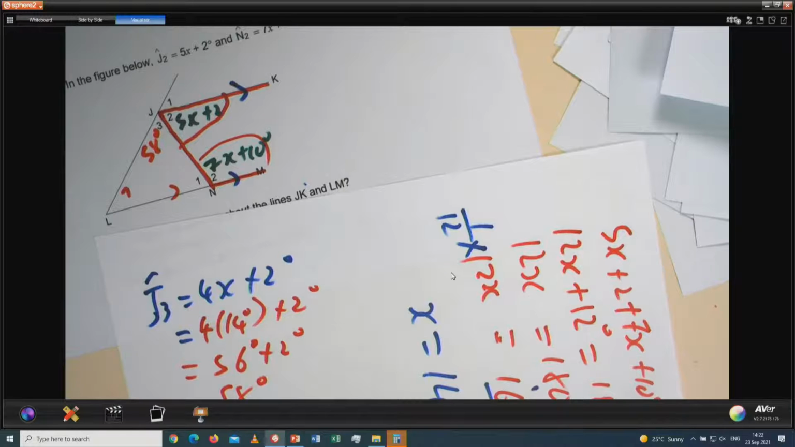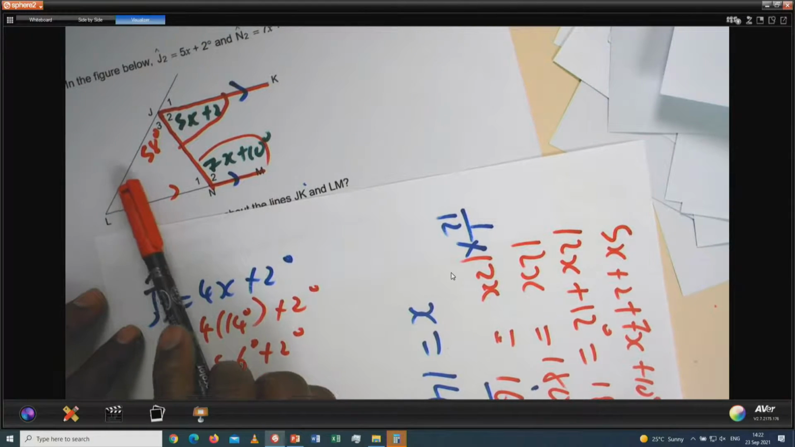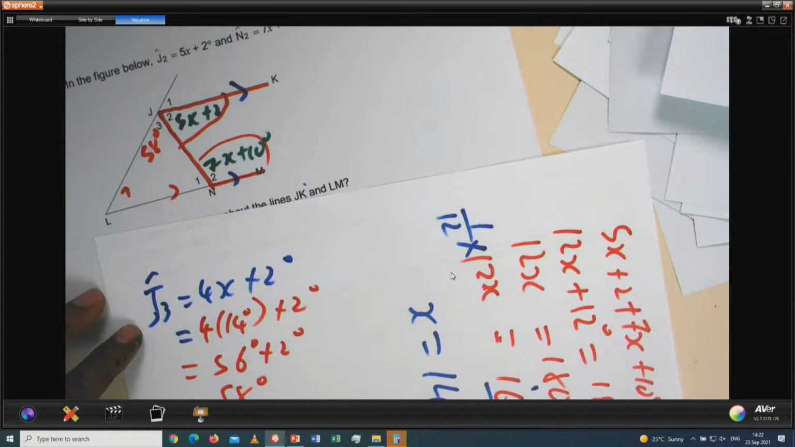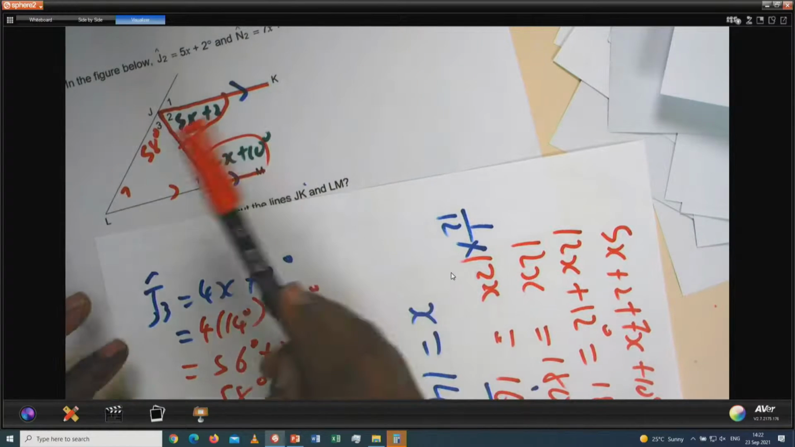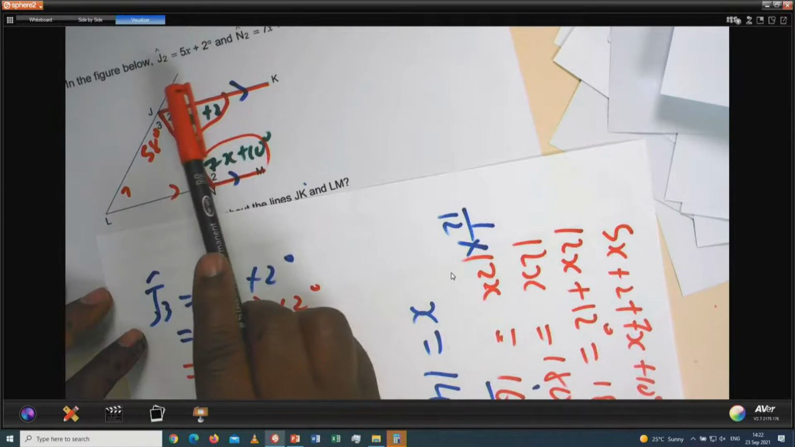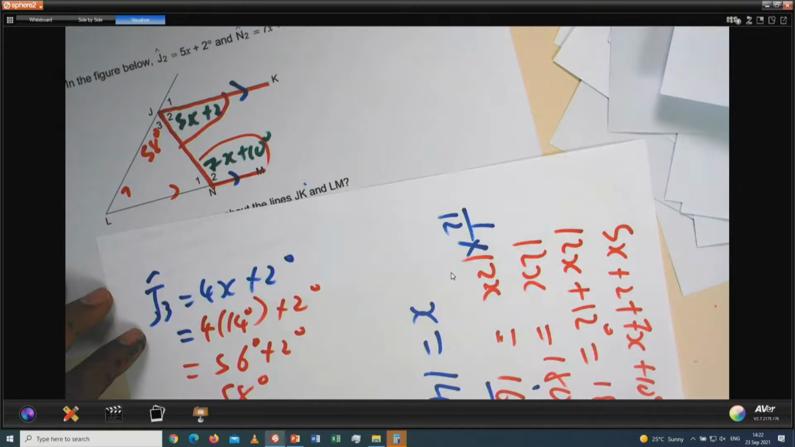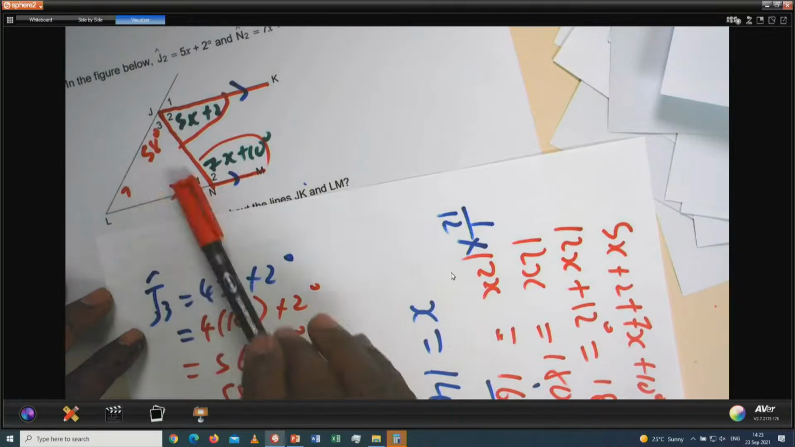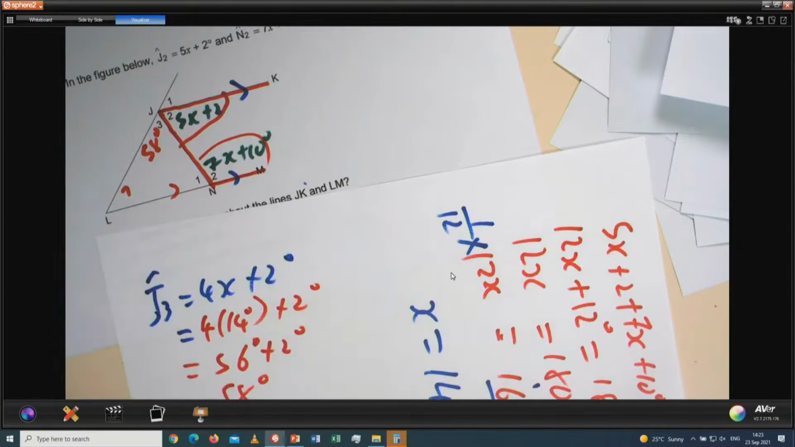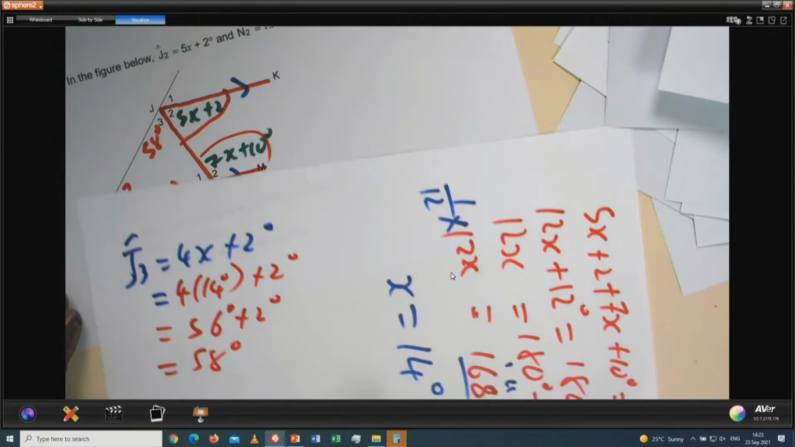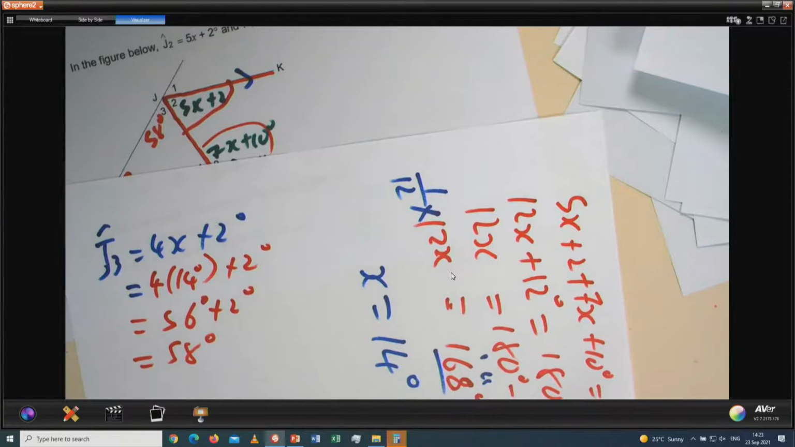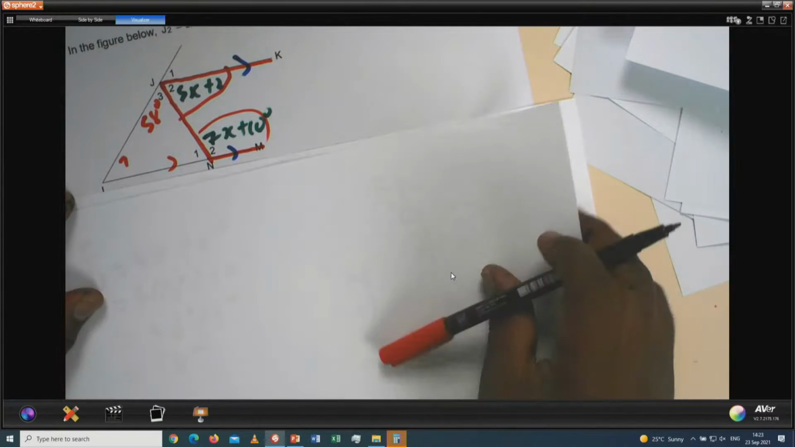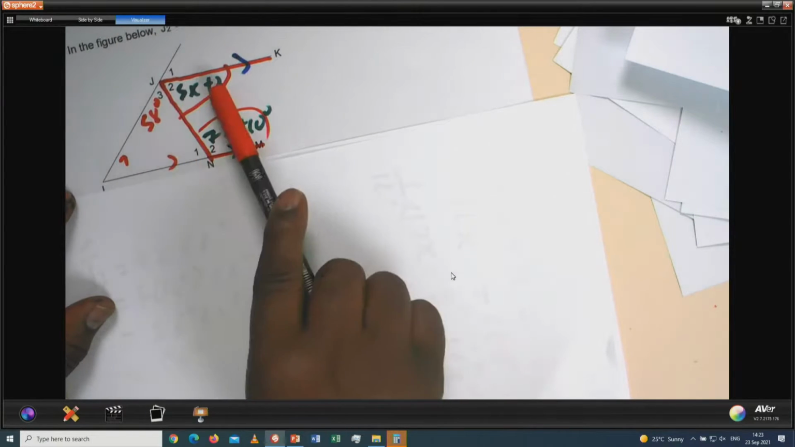Right. Now that's what we have. We are looking for this angle. So you can use the corresponding angles, or we can use the sum of all of the angles. It does not really matter which way you follow. But we know J3 is 58. This is 58. This is 5x plus 2.